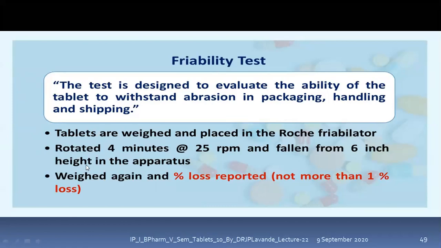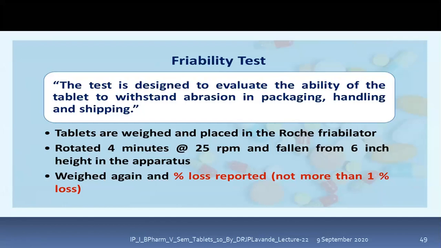So the tablets are going to be weighed. Generally 10 tablets are going to be taken. These are weighed first of all. Then these are loaded into the Roche friabilator. Then this friabilator is going to be rotated, right? It is rotated at a speed of 25 RPM and for 100 rotations. That means if the speed is 25 RPM, in order to get 100 rotations we have to rotate it for a period of 4 minutes, right? And during this rotation, the tablet falls from a height of 6 inches. So 100 times the tablet is falling from a height of 6 inches.